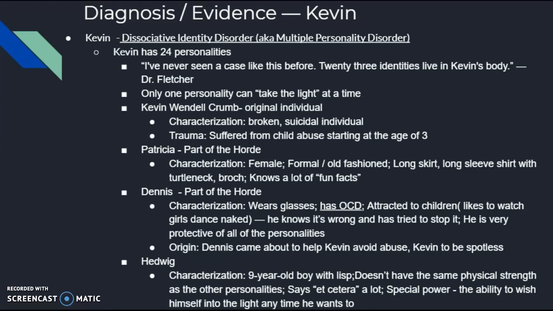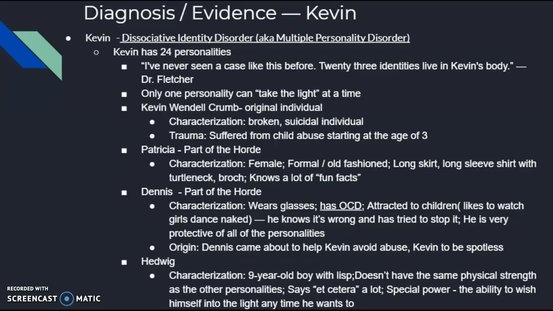In the movie, Kevin has been diagnosed with dissociative identity disorder. The individual, Kevin Wendell Crumb, is a broken and potentially suicidal individual who suffered child abuse as early as the age of 3. His alternate personalities developed as a way to protect him. Dennis, the first personality to develop, is OCD and came into existence to help Kevin avoid abuse by his mother by being spotless.